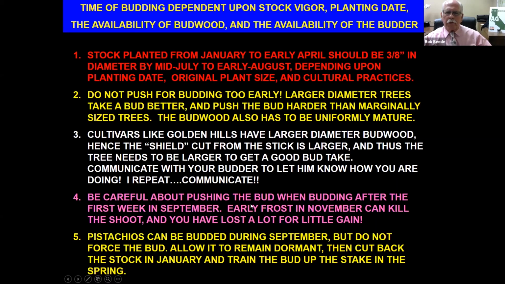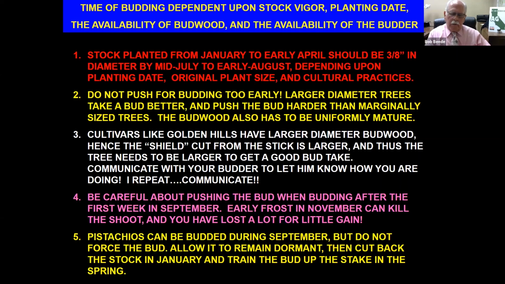Be careful about pushing the bud when budding after the first week in September. Early frost in November can kill that little tender scion shoot, and you will have lost a lot for very little gain. Pistachios can be budded in September, but don't force the bud. Don't cut the tree back. Instead, allow the tree to go dormant. Even if the bud remains dormant in the scion, you can grow it out in the spring.